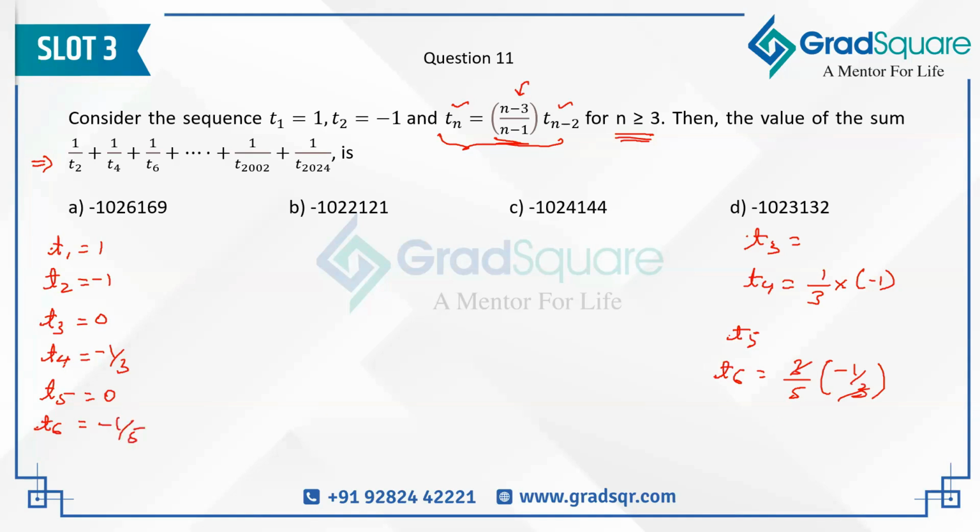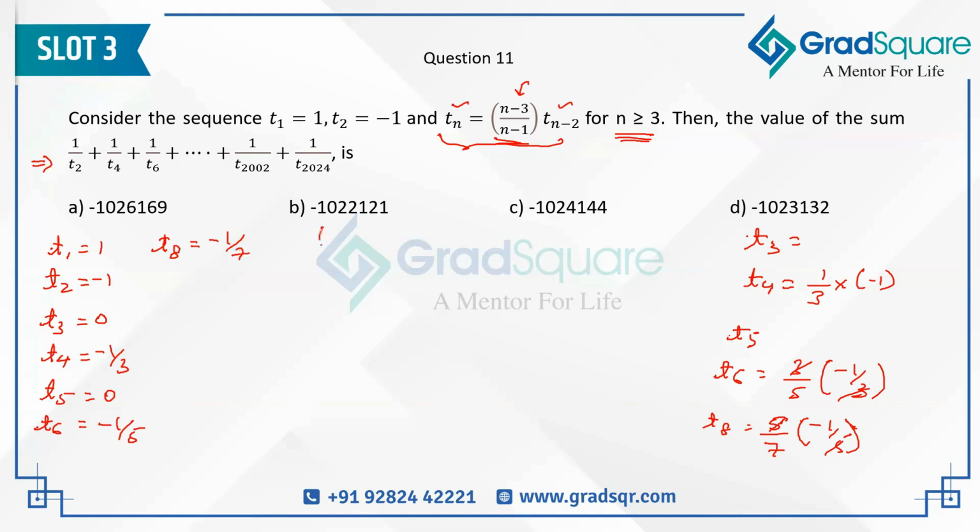Now there looks like some kind of a pattern. With T4, you are getting minus 1 by 3. T6, 1 less than that in the denominator, minus 1 by 5. Let me now look at T8. Is it going to give me the same pattern? Then it will get confirmed. T8 will be 8 minus 3, which is going to be 5, divided by 8 minus 1, which is going to be 7, multiplied by T6, and T6 is turning out to be minus 1 by 5. 5 and 5 will get cancelled out. Again, T8 is turning out to be minus 1 by 7. By now, I am absolutely clear what is happening.